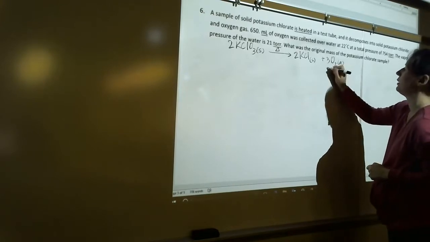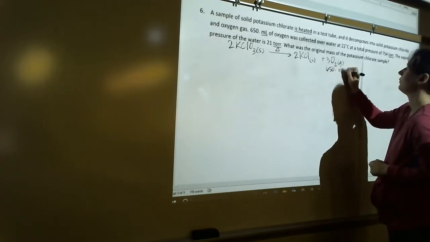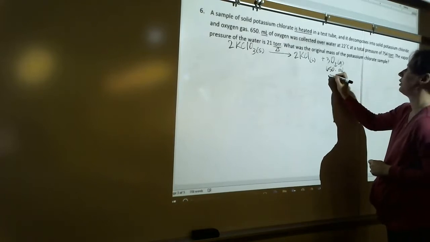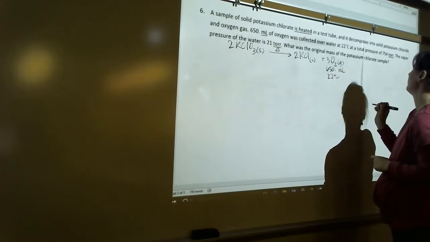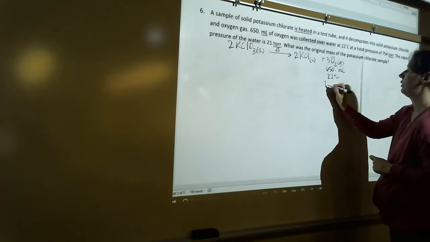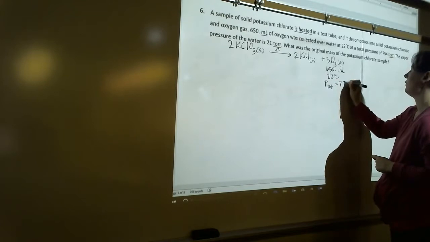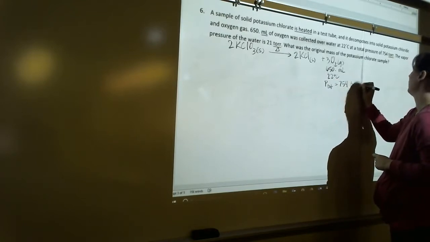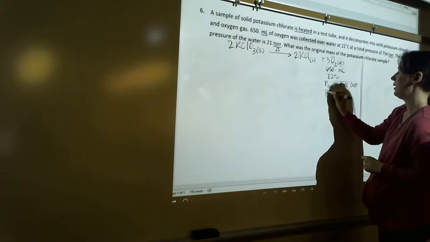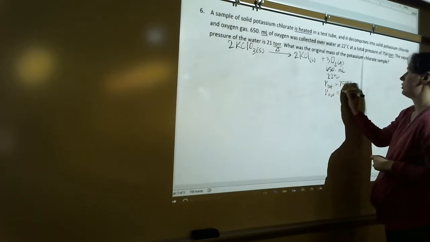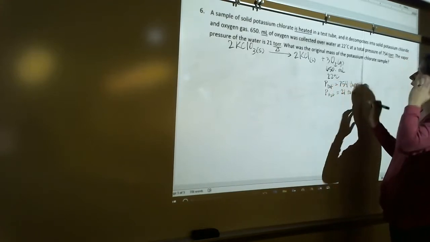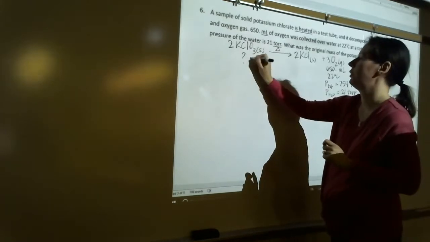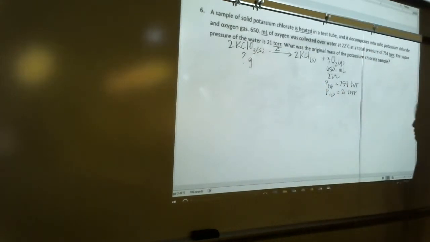It's 650 milliliters. And it's at a temperature of 22 degrees Celsius. And P total is 754 torr. And P of the water is 21 torr. And I want to know what was the mass of my sample. So how can I do this? What's the only way to do this? There's only one explanation for this.